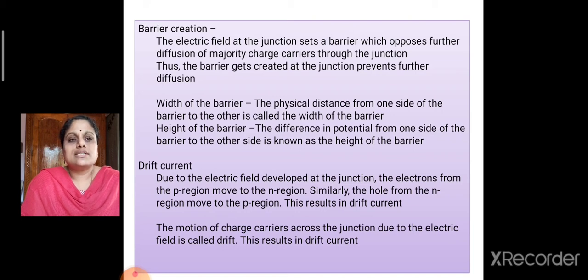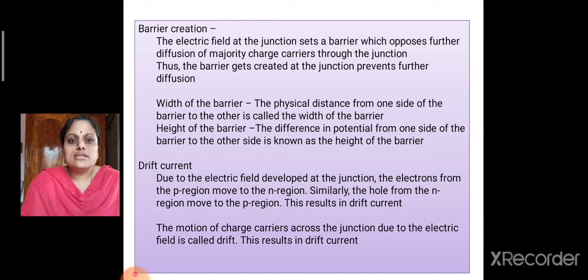Now let us discuss the width of the barrier. The physical distance from one side of the barrier to the other is known as the width of the barrier, and the difference in potential from one side of the barrier to the other side is known as the height of the barrier.